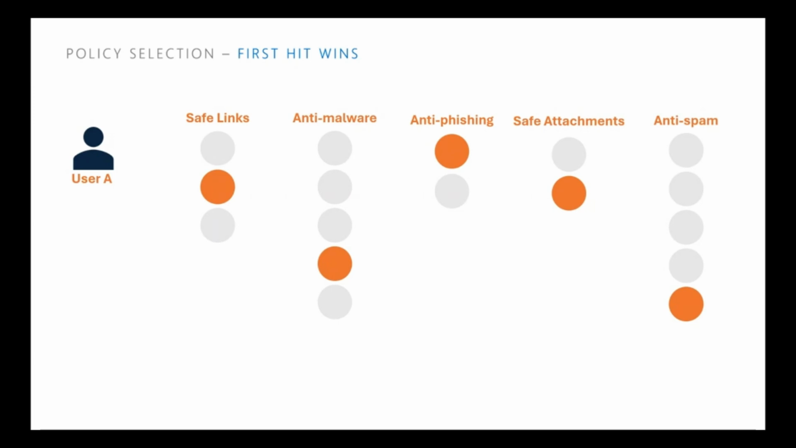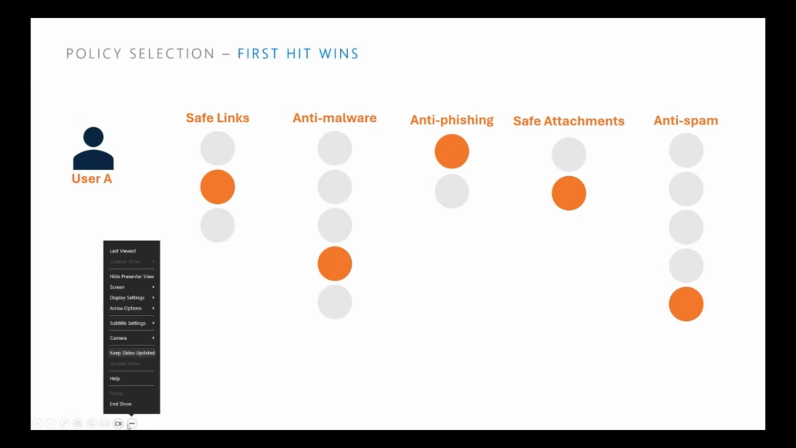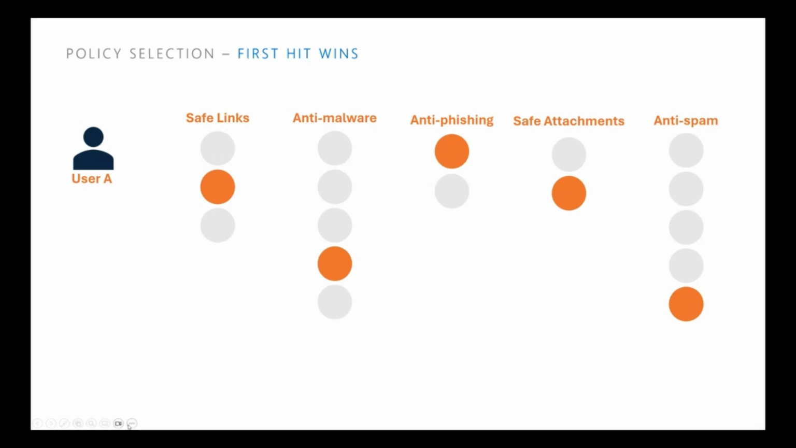So here, user A, we see that they are associated with one of 3 safe links policies, one of 5 anti-malware, one anti-phish, one of 2 safe attachments, and one of 5 anti-spam. So through this list here, we see that safe links, they are most applicable to the second one. We see that they hit the second one and we stop evaluating the other policies. Anti-malware, we saw that they hit the 4th one. We don't go any further. Anti-phish, they were associated with the top one, so we don't go any further, and so on.